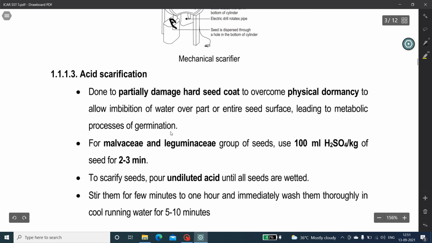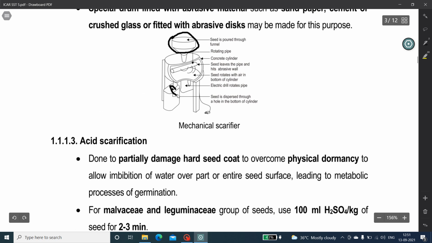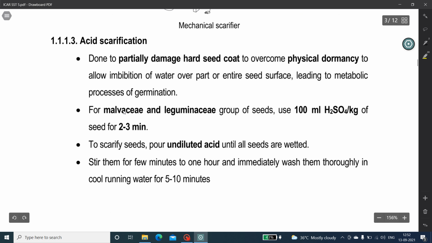In mechanical scarification, the precaution to be taken is that the seed coat should not be excessively abraded, which could damage the embryo. Therefore, the duration of abrasion should be adapted to the specific crop species. The next one is acid scarification.